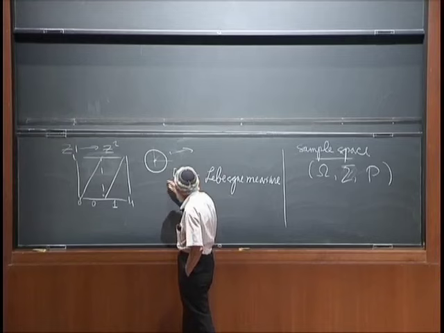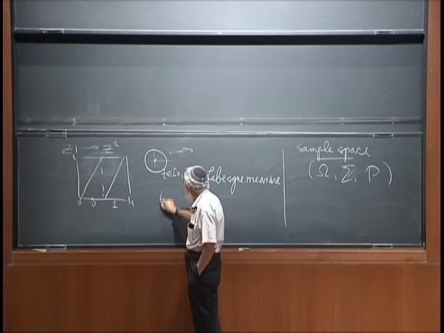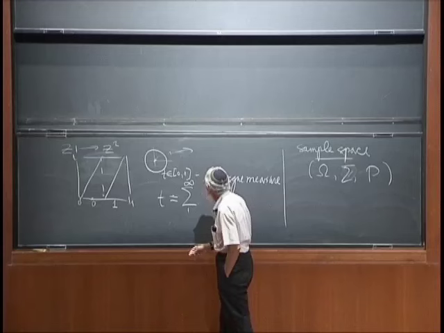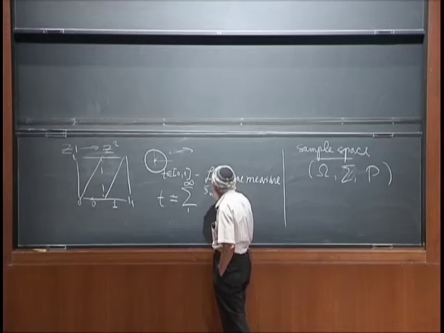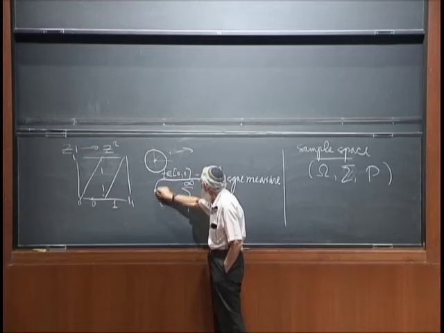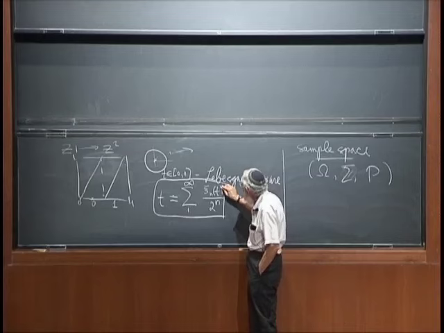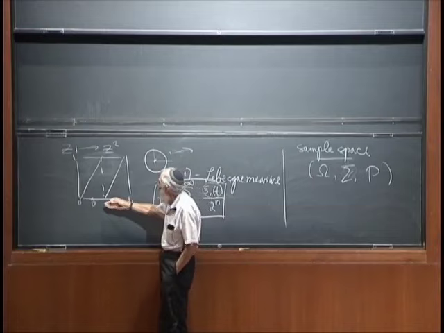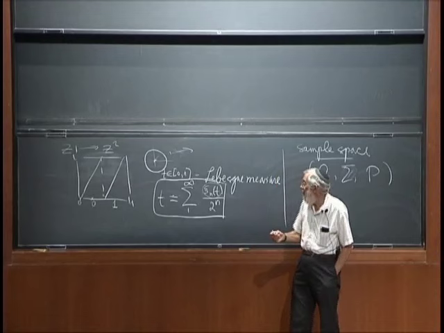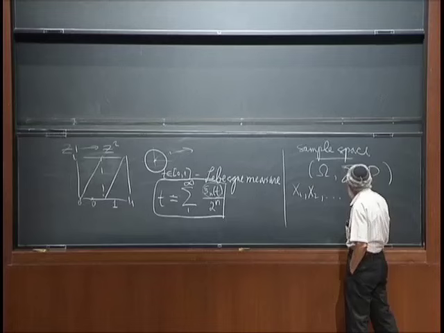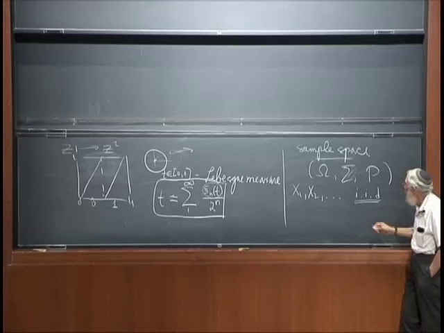If you choose a point t here and expand the point t in base 2, you get a sequence of coefficients xn of t over 2 to the n. I'm sure this is all very familiar to you. And then the values of xn of t are random variables defined on this sample space, and they correspond exactly to a sequence of random variables which are IID, independent, identically distributed, taking the values 0 and 1, each with probability a half.